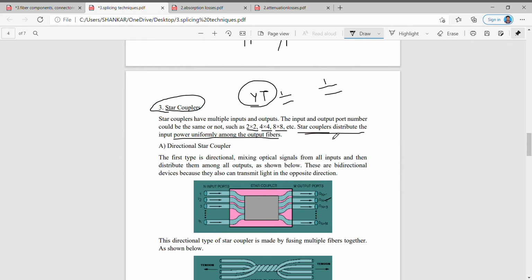The star coupler distributes the input power uniformly among the output fibers. There are two types of star coupler: the directional star coupler and the non-directional star coupler. Directional means it can couple all the inputs. Suppose you have four inputs; it couples all four inputs and then distributes them among the four outputs.